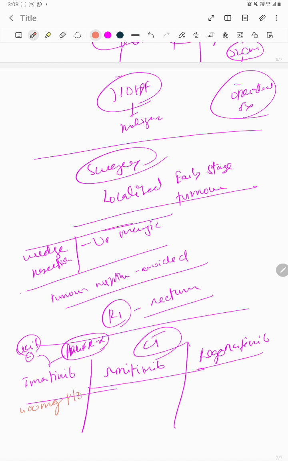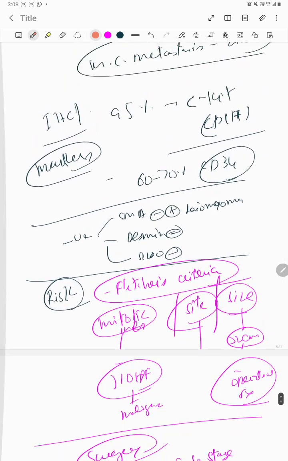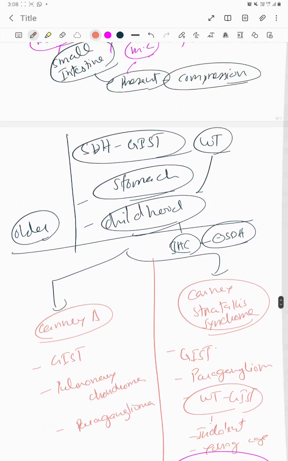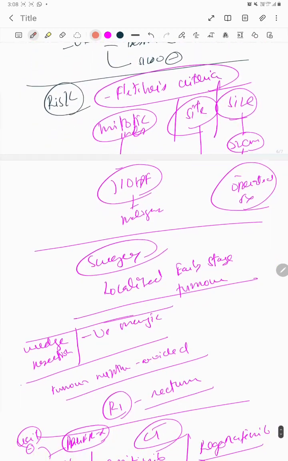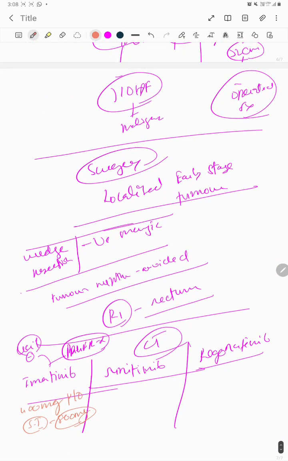But in cases of small intestinal GIST, it will be 800 mg. Small intestinal GIST, I have already told you, the mutation is in exon 9 of your KIT mutation, where the dosage of imatinib is 800 mg. Again it is per orally, and the dosage of sunitinib is 50 mg per orally, 4 weeks for every 6 weeks.